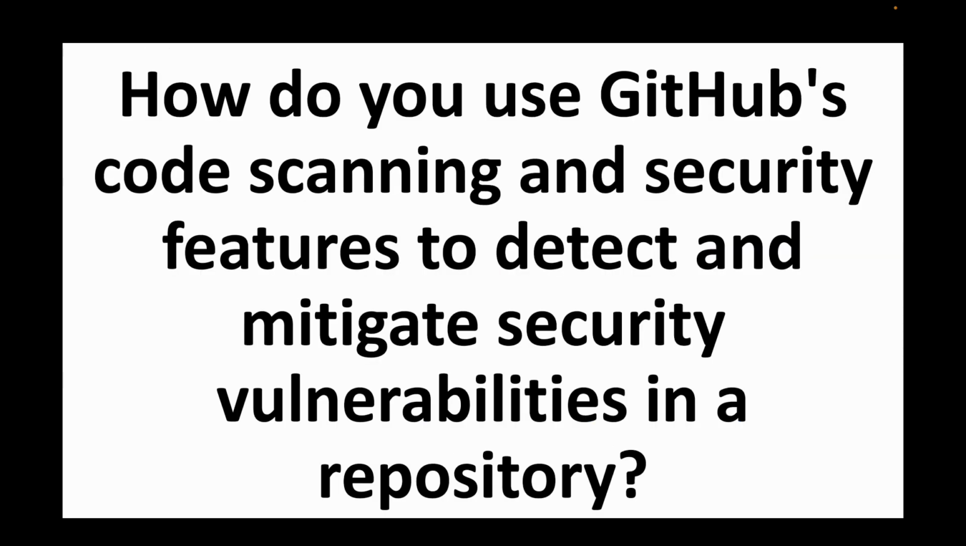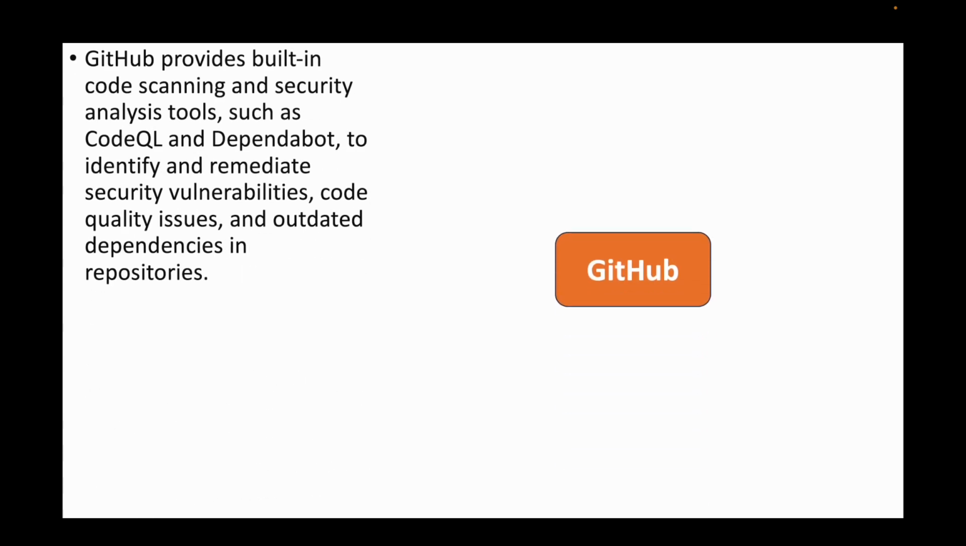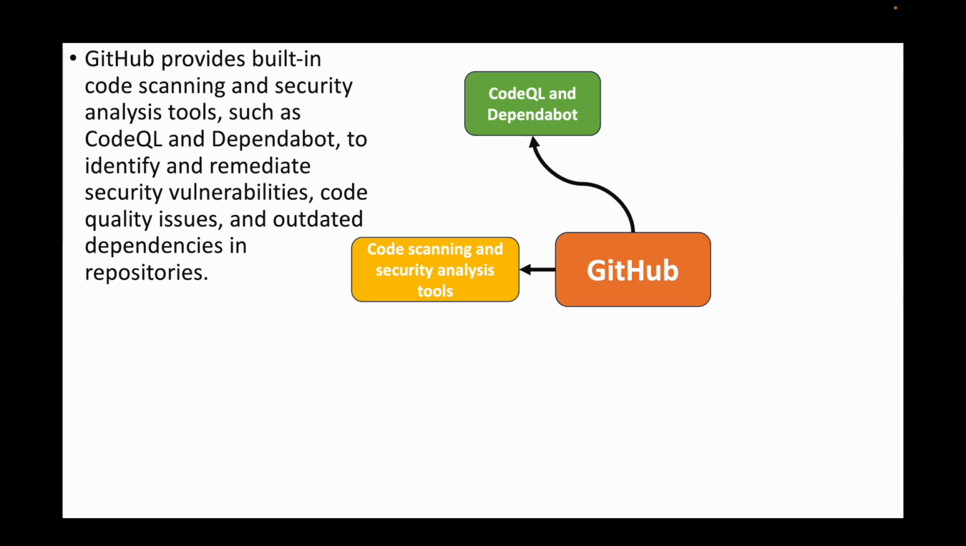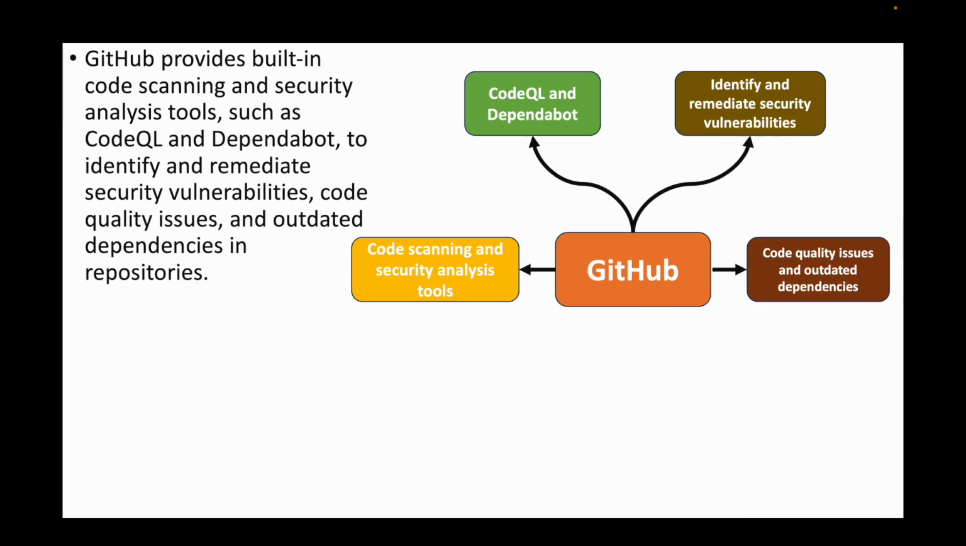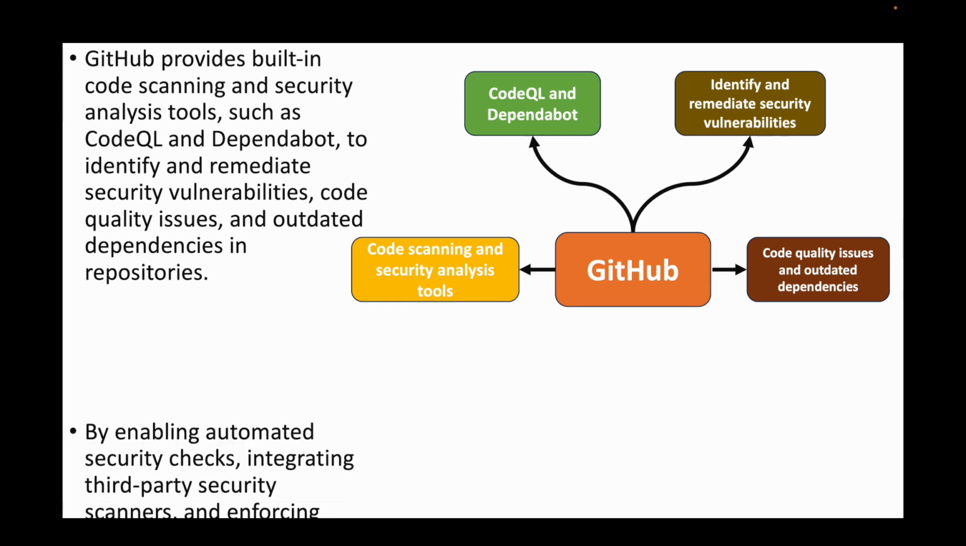The next question we have is, how do you use GitHub's code scanning and security features to detect and mitigate security vulnerabilities in a repository? So GitHub provides us with several built-in code scanning and security analysis tools. So we have tools like CodeQL and Dependabot that can be used to identify and remediate any security vulnerabilities, any code quality issues, and also any outdated dependencies that are there within the repository. So we can make use of these built-in tools for all these purposes.